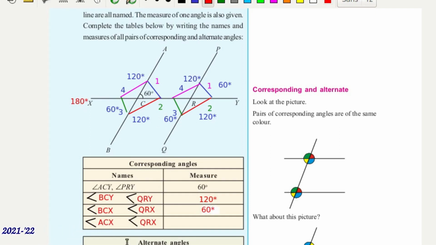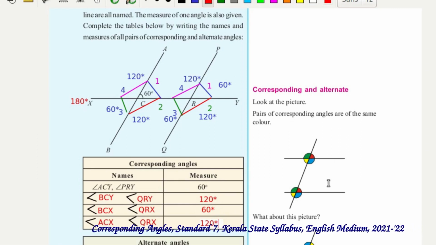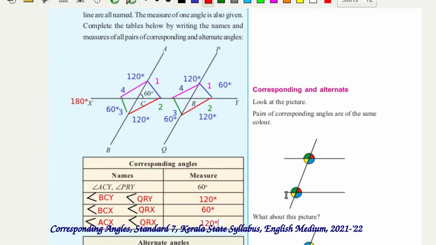The last one is angle ACX and angle PRX. Angle ACX is equal to 120 degrees, and angle PRX is equal to 120 degrees. So here we can write 120 degrees. This is how we find the measures of these angles.